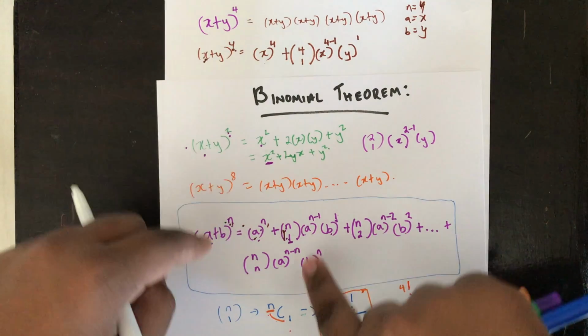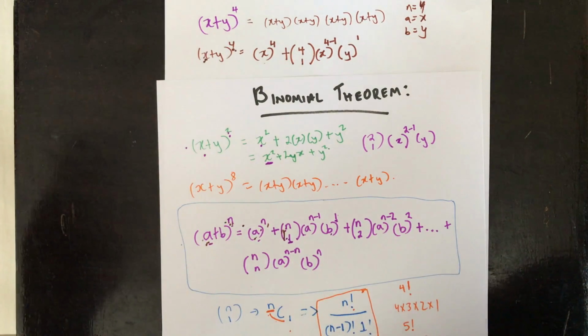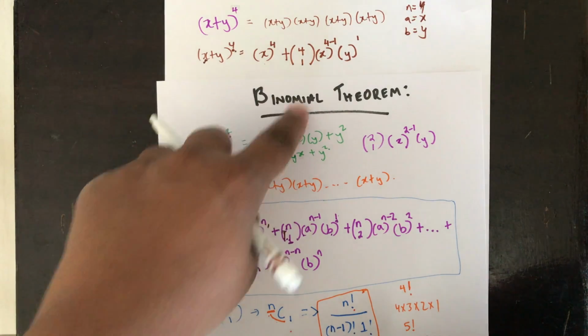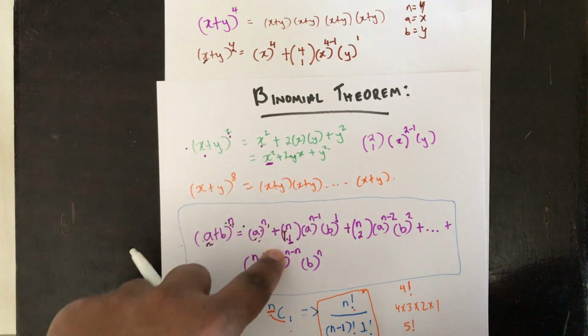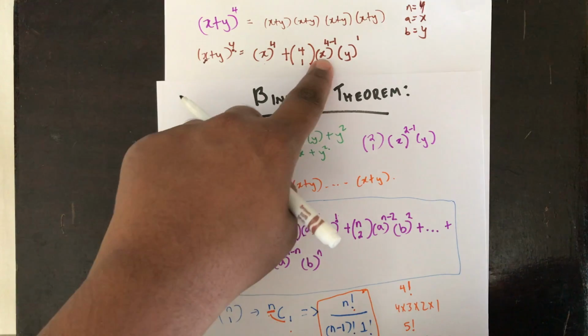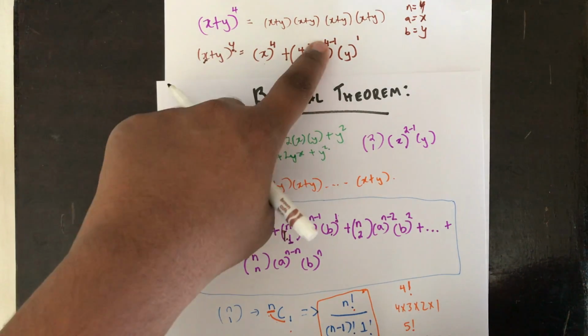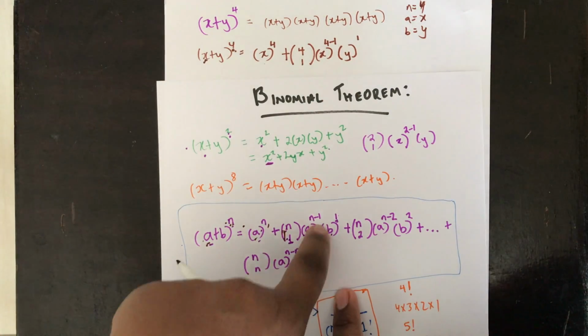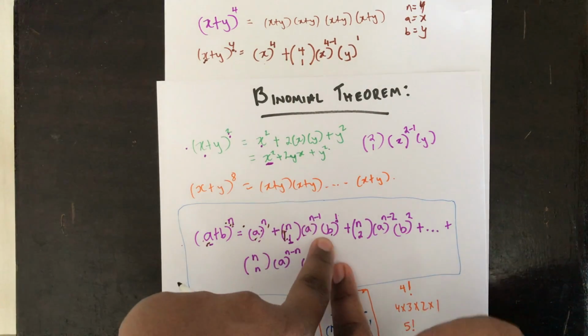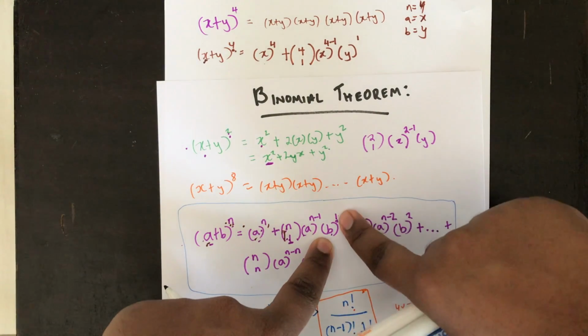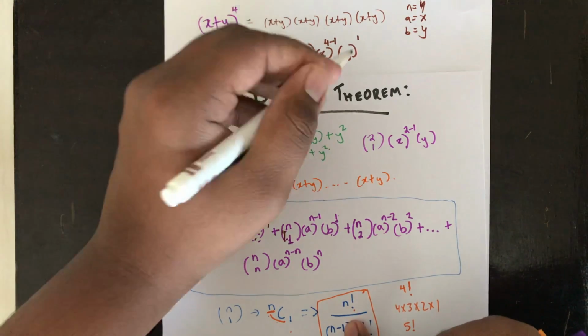So I'm just comparing things from the formula. So I have 4 choose 1, which is the same as n choose 1, into x power 4 minus 1. So x power n minus 1. So I'm just comparing, plus into y power 1, which is the same as b power 1. So I hope you're understanding this.